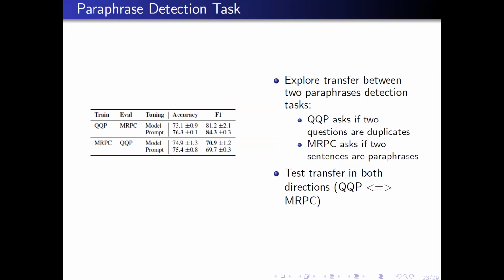Next, we explore transfer between two paraphrase detection tasks. The QQP task asks if two questions are duplicates, while the MRPC task asks if two sentences are paraphrases. We test transfer in both directions: train on QQP and evaluate on MRPC, and vice versa.